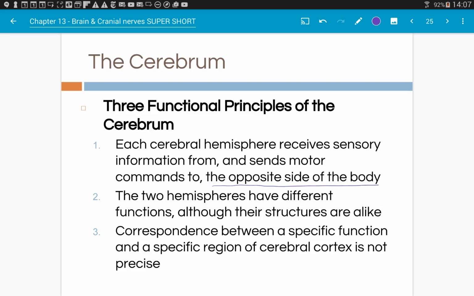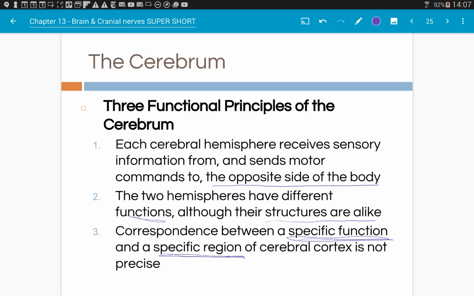Okay? The second one, 2 hemispheres have different functions, indeed, and we'll talk about the different functions of the right and left hemisphere. So they have different functions, but physically, anatomically they look the same. Okay? So structures are alike with different functions. And then last, there is a correspondence between function and region, so there's a connection between the function and a specific region of the brain.